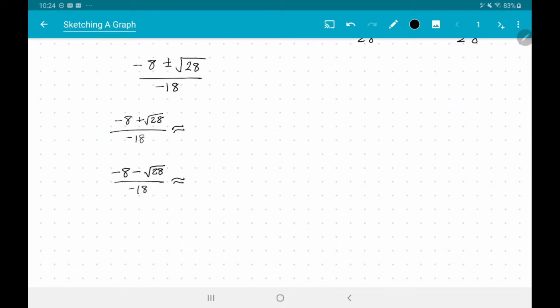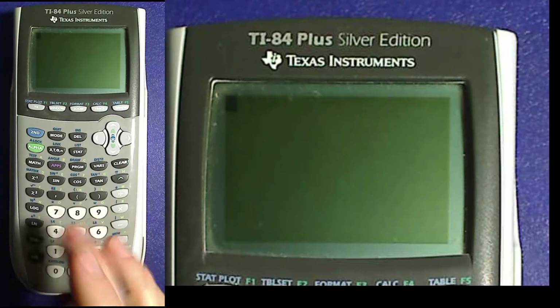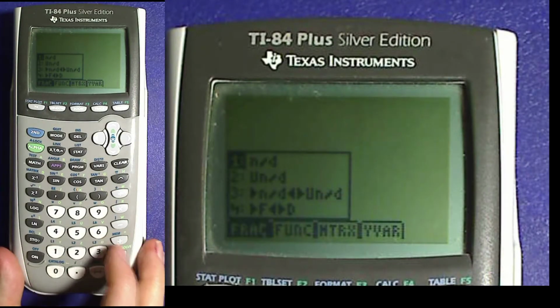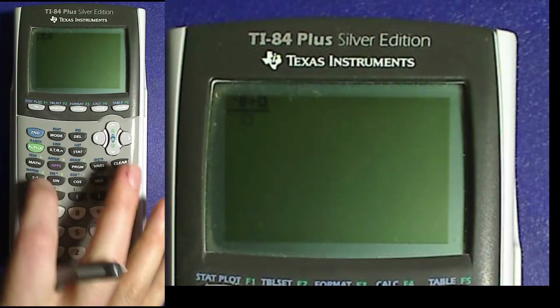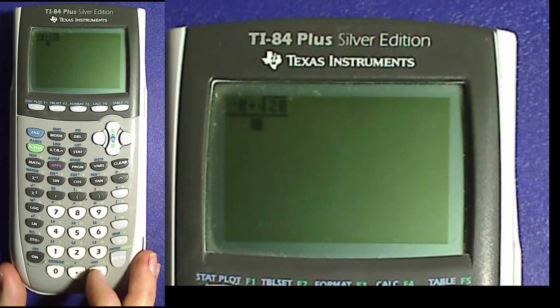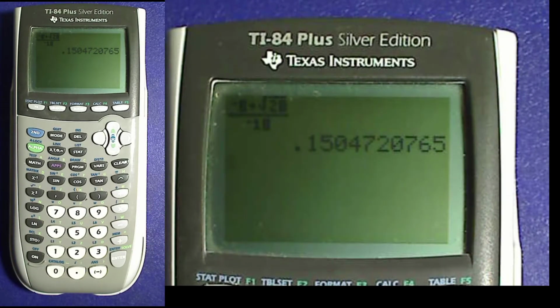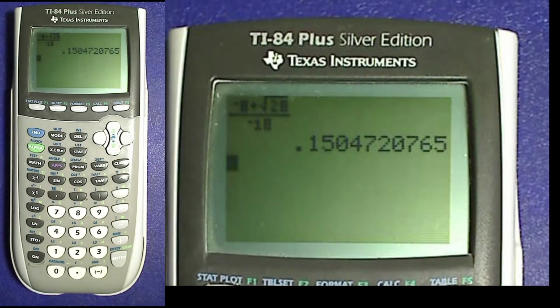And now let's go over to the calculator. Okay. To get the fraction template, on this model you hit the alphabet button and then the y equals key to get the little menu there. And now I've got a fraction. So negative 8 plus, and second, and this key to get the square root, 28, and then go down, divided by negative 18. Okay, so there we go. 0.15 and some change. Let me see if I can improve the image a little bit here.